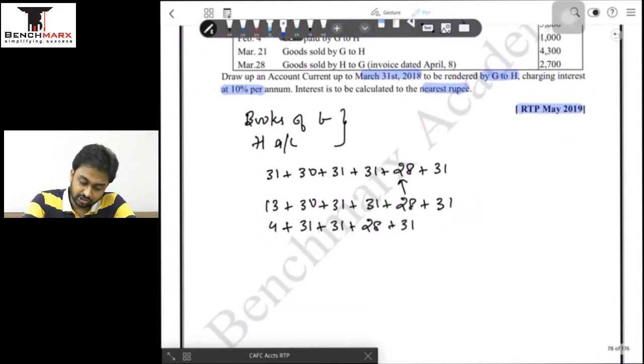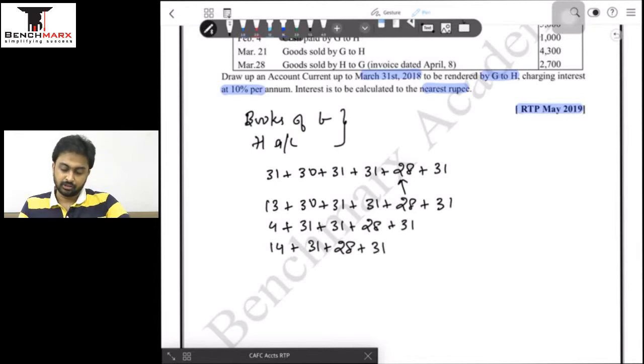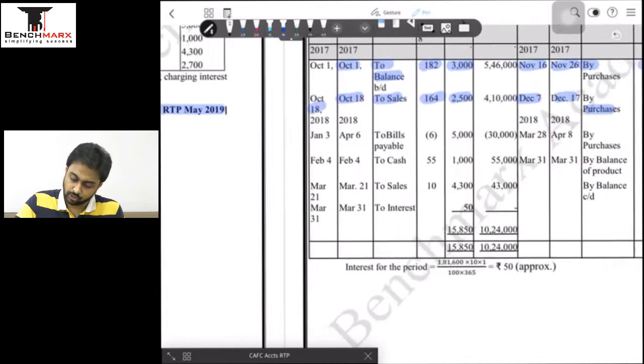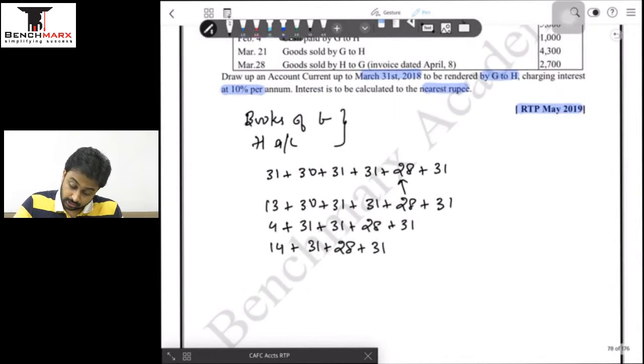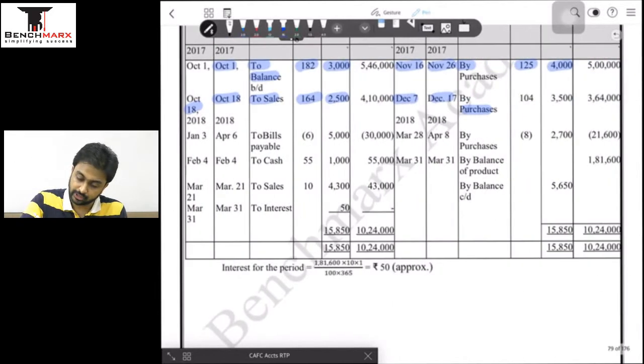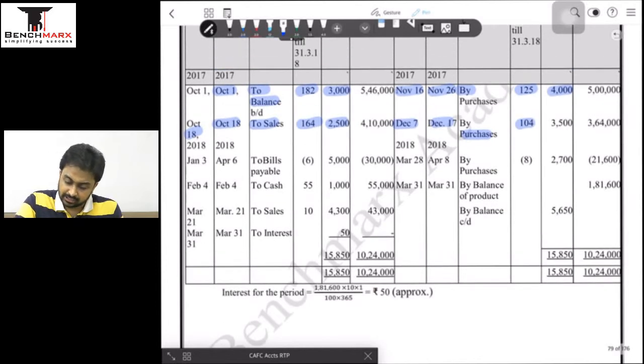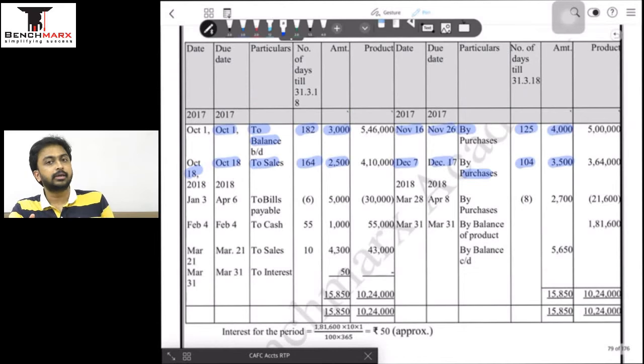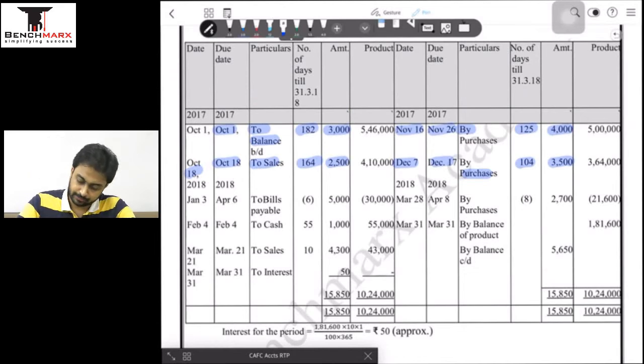December 17 is the invoice date, so 14 days of December plus 31 days of Jan plus 28 of Feb plus 31 of March. 35 and 63, 94 आना चाहिए. 104. हाँ, 73 plus 31 is 104. Okay, so 104 आ गया अपना number of days. Amount is given directly and product column is amount into number of days as usual. ठीक है.